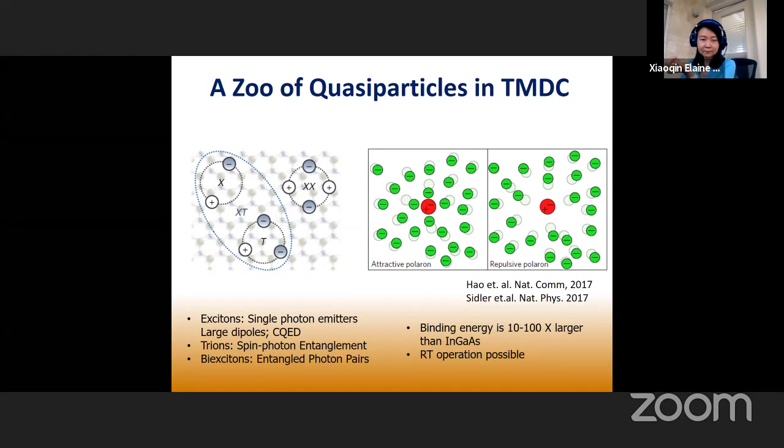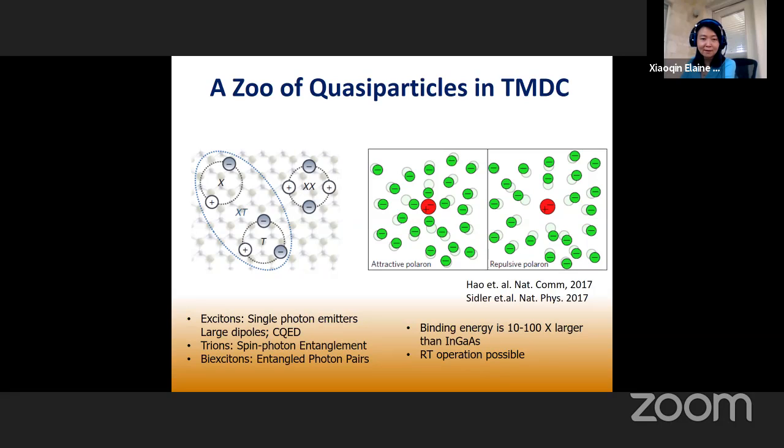So trion is a great way to entangle spin and photon, and biexciton can be used as a source for entangled photon pairs. I have already mentioned this compared to the traditional 3-5 material. The large binding energy and large dipole make them easy to access at high temperature and manipulate to couple to cavities. So this is my few minutes of introduction for atomically thin material, actually 10-15 minutes.